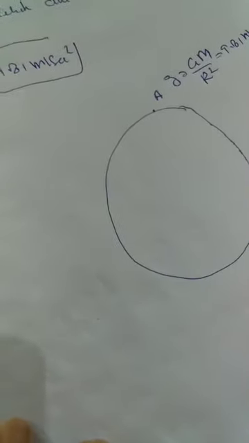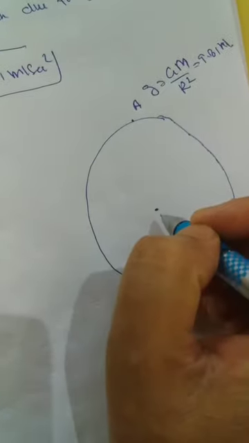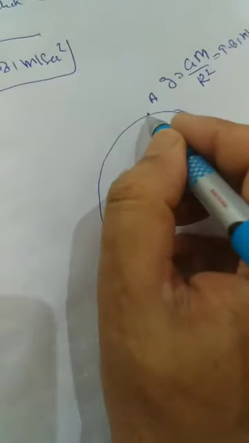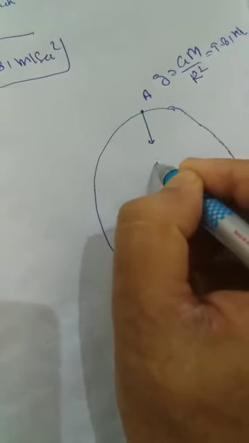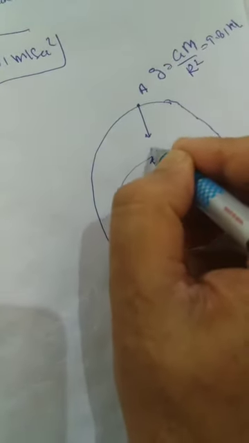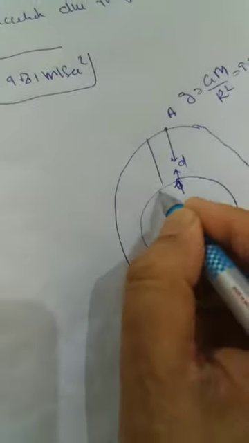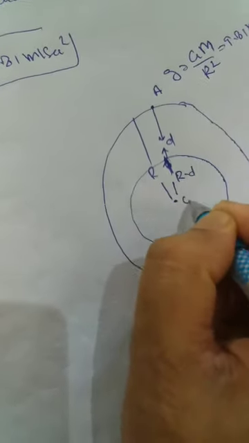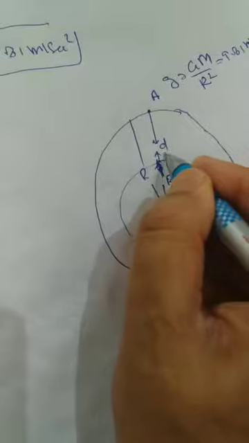Now suppose this is an earth again, having mass m and radius r. Suppose we are moving towards the inside of the earth to a depth d. We know the whole radius is r, so it becomes r minus d. We are taking everything from the center of the earth. This is a point B here.